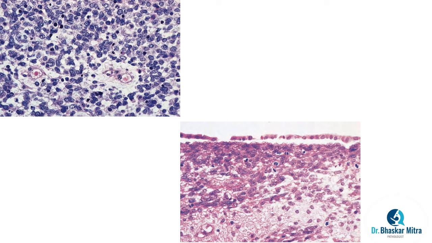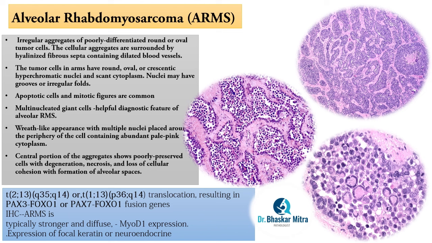Embryonal rhabdomyosarcoma sometimes shows a peripheral condensation or the cambium layer appearance. We can see in this picture a fair number of mitotic figures among this. It's a very aggressive and highly proliferating tumor. Next comes the alveolar rhabdomyosarcoma, where we can see a typical alveolar pattern.